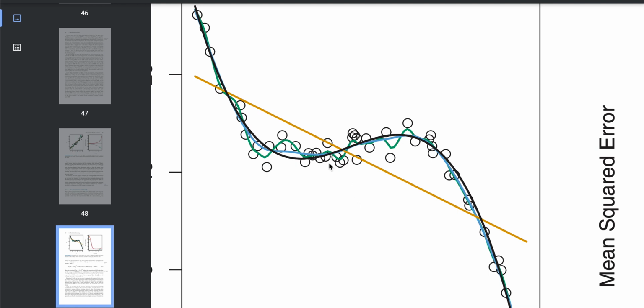On the one hand, we can get a line. A line is not flexible. A line is straight. A line doesn't accommodate curves. It's either going up or down at a certain angle. That angle is fixed all through. So it's a simple model.